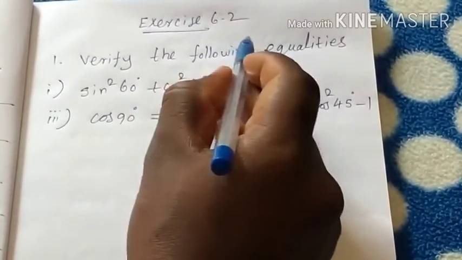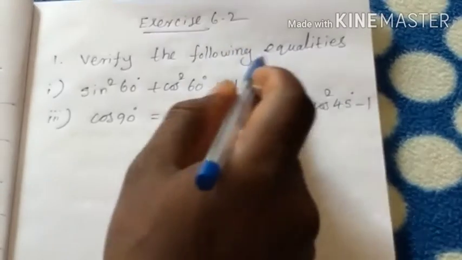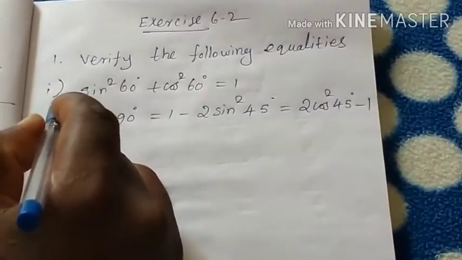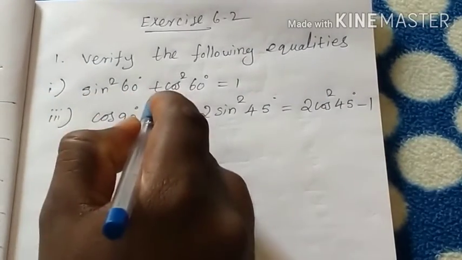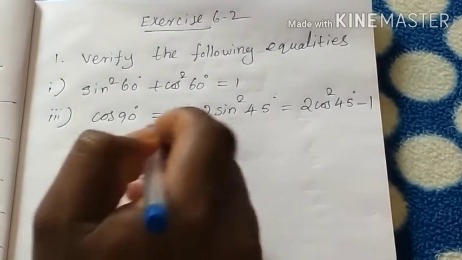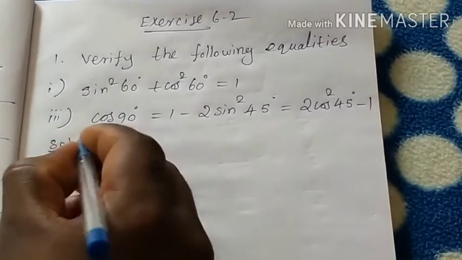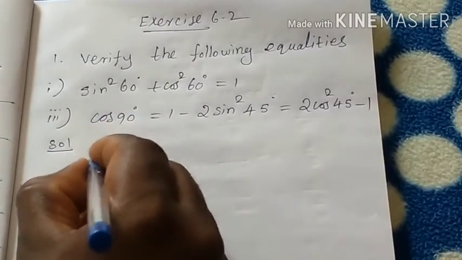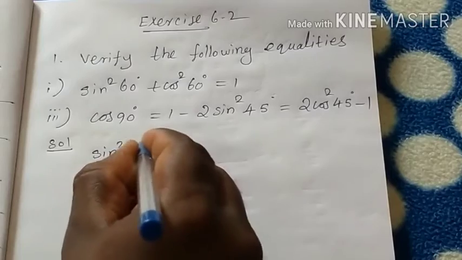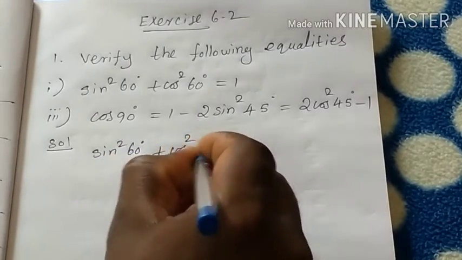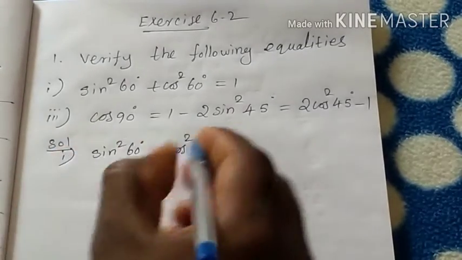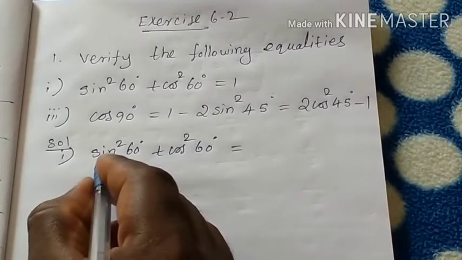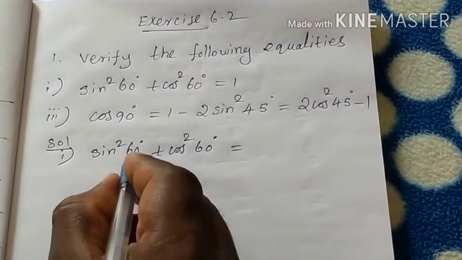Exercise 6.2. First question: verify the following equalities. The first subdivision: sin squared 60 degree plus cos squared 60 degree equals 1. The solution: the LHS is sin squared 60 degree plus cos squared 60 degree.